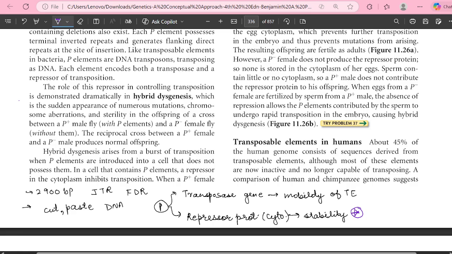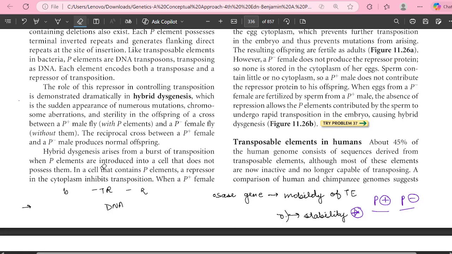So what we are concerned here is about the repressor protein. If the repressor protein is available, that time we say that the Drosophila individual is P positive. And if the repressor protein is absent, that time we say that the Drosophila is P negative. So in this condition what happens? The P positive individual will consist of this repressor protein and the P negative individual will not have the repressor protein. Now let us see what is the significance of this.